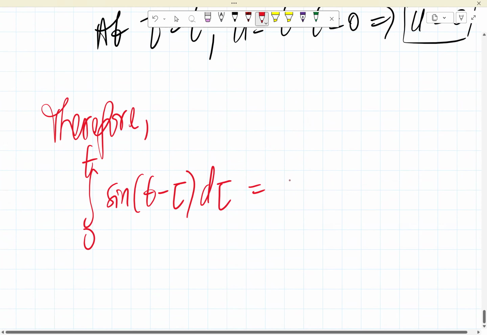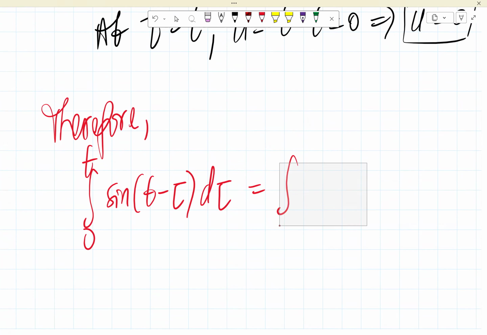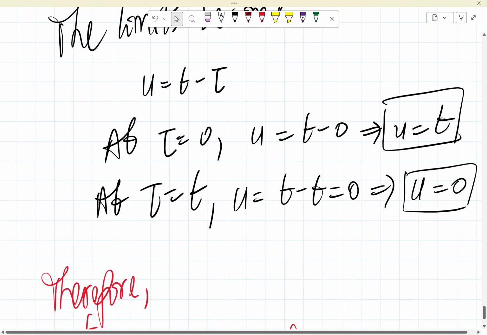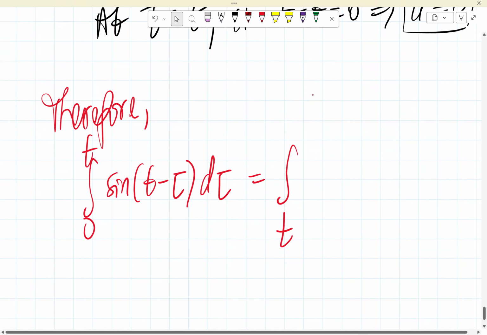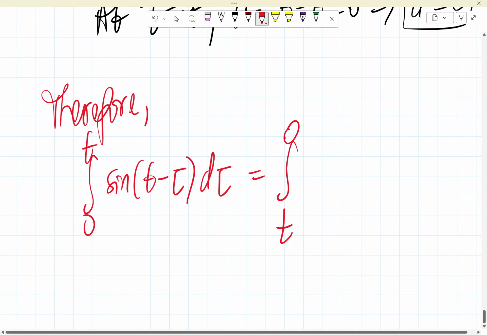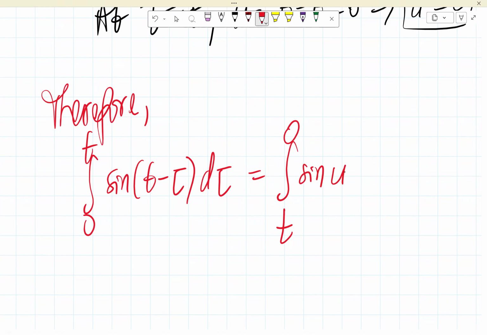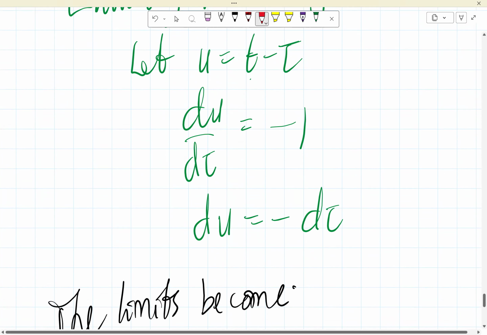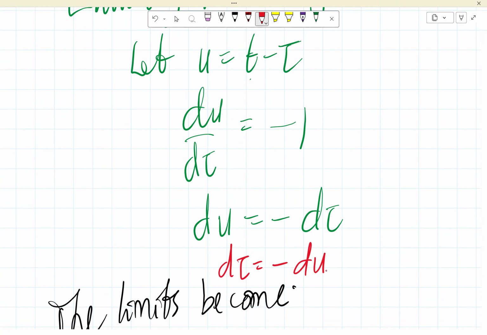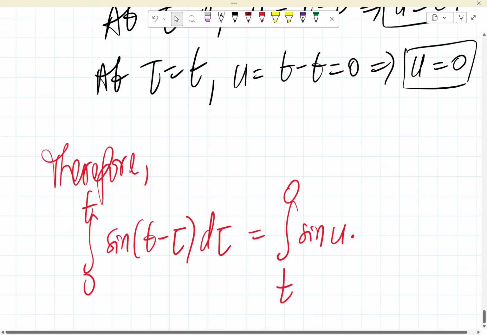So again, this should be the integral from, we're now in the u domain, so u at tau equals 0, right? This is now t to 0. Then we have sine of (t minus tau), that is u, dtau. Now for the tau, look at what's happening here. So du is minus dtau. That means dtau itself will have to be minus du. Okay, now that we're in the u domain, that's minus du.